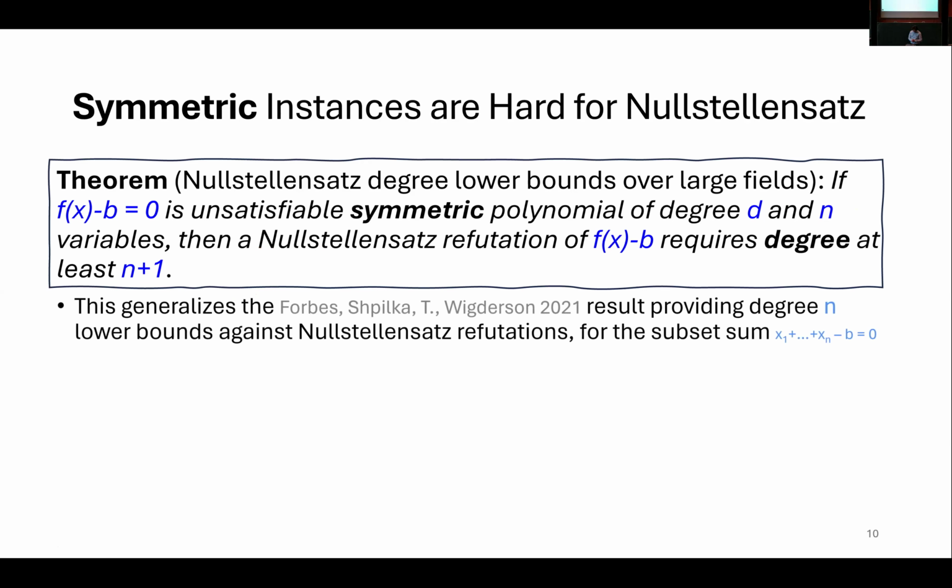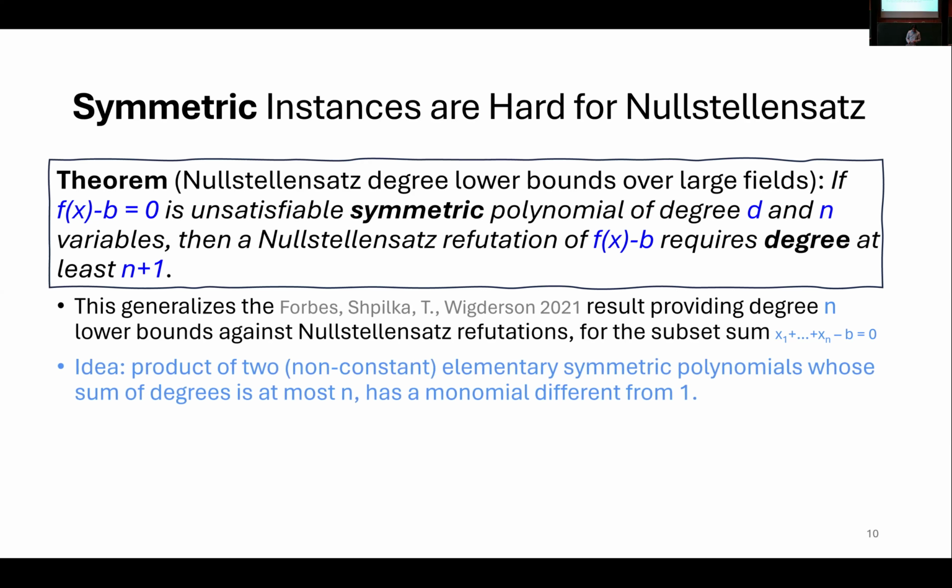That's correct. The result is such that you won't have to specify such things. So this theorem is for every F and every b. If F is symmetric, then F minus b is symmetric, where b is a constant. So, as Sasha said, we don't need to say it's unsatisfiable. Any refutation of this will be of high degree.